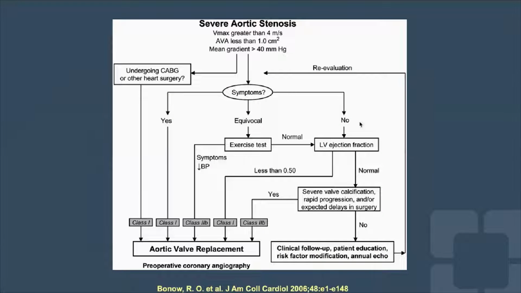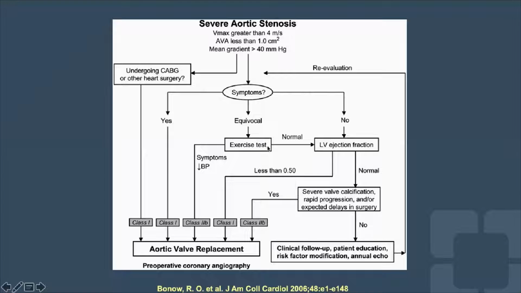So in the most current guidelines, this is how we currently assess a patient with severe aortic stenosis, defined by a jet velocity of 4 meters per second, aortic valve area less than 1 square centimeter, and a mean gradient of 40. If these patients are undergoing surgery for any other reason, they should have an aortic valve replacement, and this has a class 1 indication. If these patients are symptomatic, they should also have aortic valve replacement with a class 1 indication. If their symptoms are equivocal, you can stress these patients, and if during stress tests they either develop hypotension or develop symptoms, you have a class 2B indication for surgery.